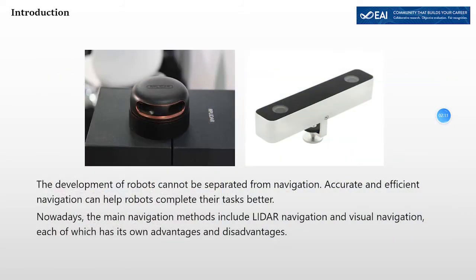The development of robots cannot be separated from navigation. Accurate and efficient navigation can help robots complete their task better. Nowadays, the main navigation methods include LiDAR navigation and visual navigation, each of which has its own advantages and disadvantages.